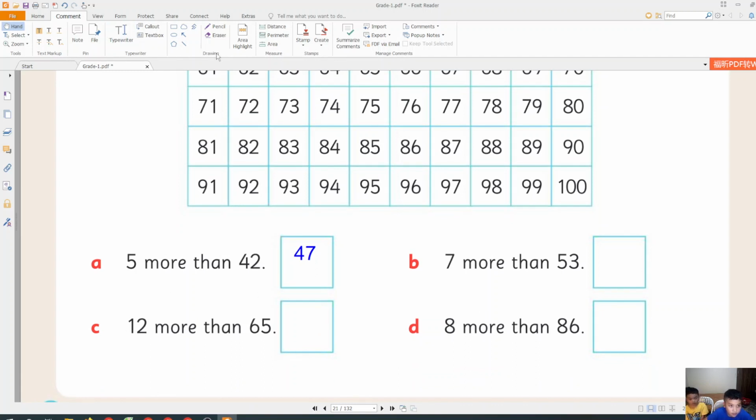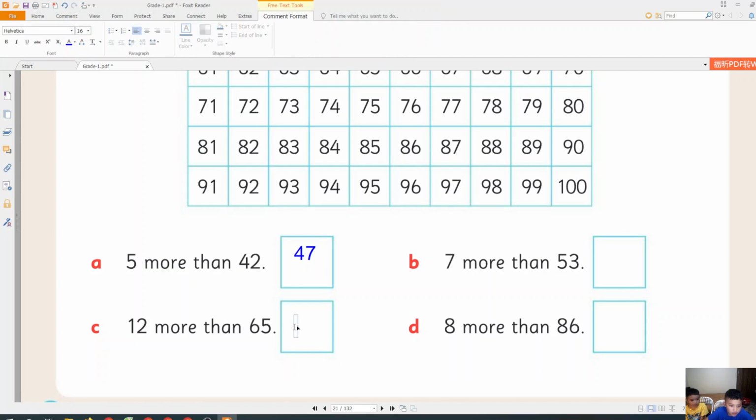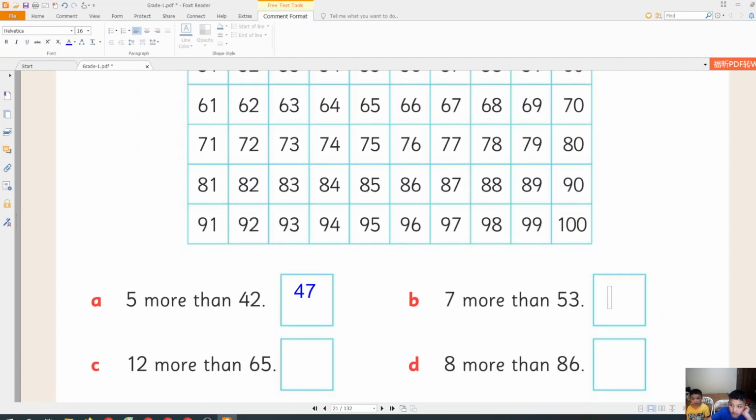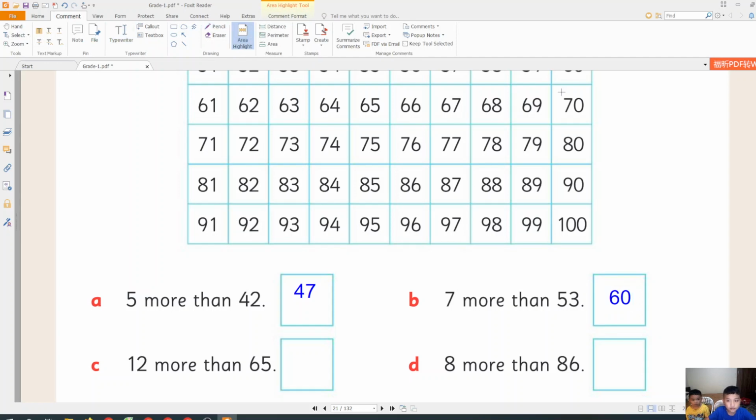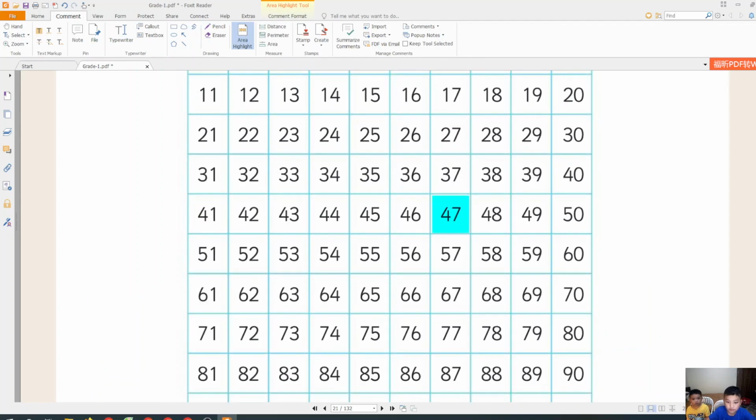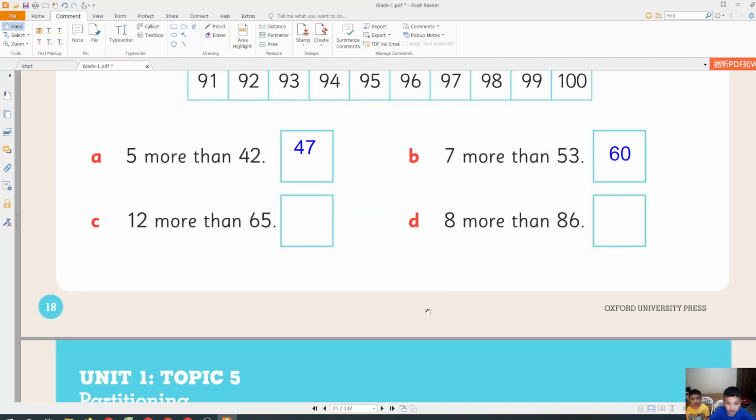The number we have to find is number 8. Next number, we do like this one. What number is 7 more than 53? 60. Yes, it's 60. And where is 60? It's in front of 59. Yes, it's here.